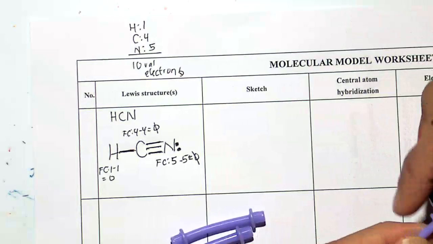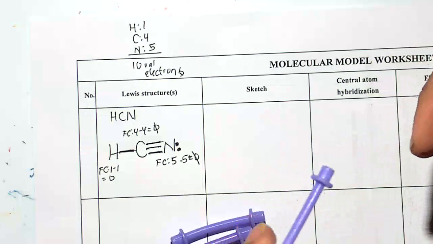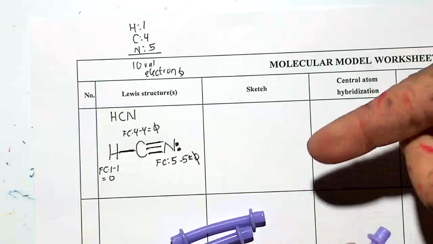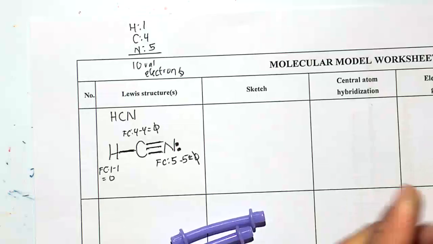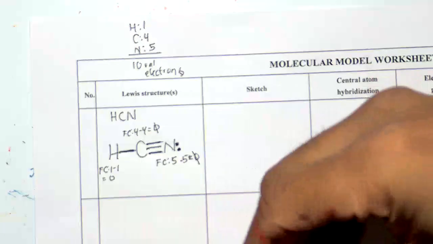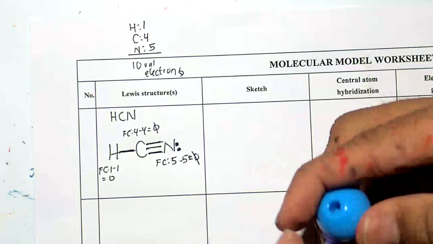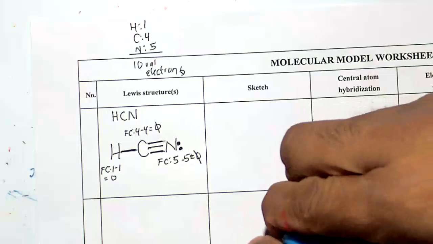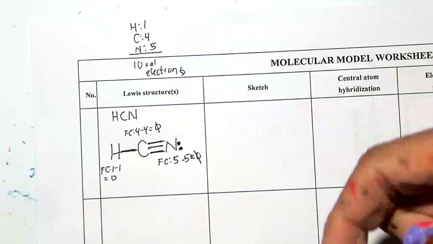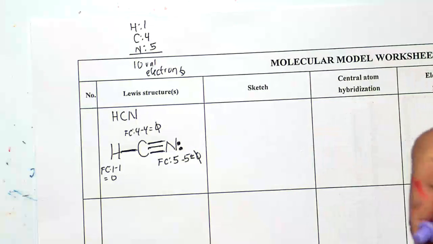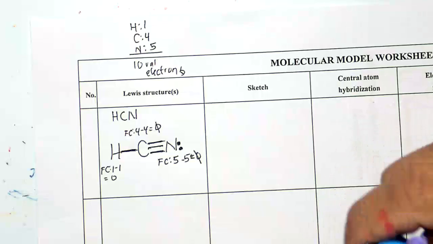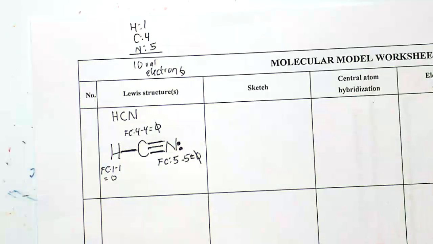Carbon is going to be black. You're going to use these long sticks, not the short ones, the longer ones. You can see Hope also drew it. Nitrogen is blue. If you don't have one, that's okay, because like I said before, people in previous years have messed it up.